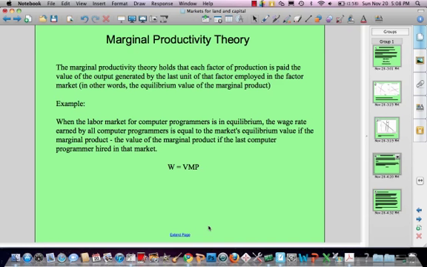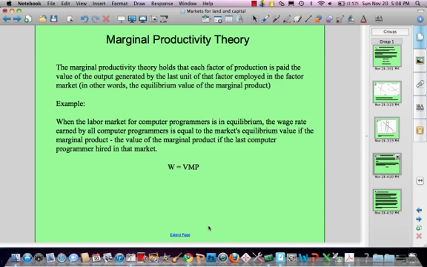So the very last part of the Krugman module talks about the marginal productivity theory. Let's look at just a straight up definition. Marginal productivity theory holds that each factor of production is paid the value of the output generated by the last unit, so the marginal unit, of that factor employed in the factor market. So in other words, the equilibrium value of the marginal product. So what is the equilibrium value of the marginal product? The value of the output generated by the last unit of that factor employed in the factor market.